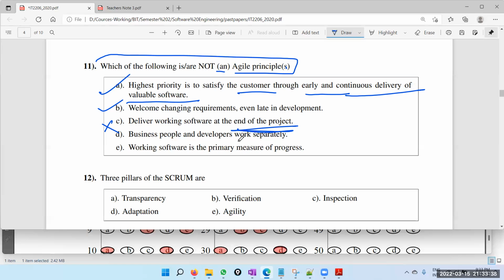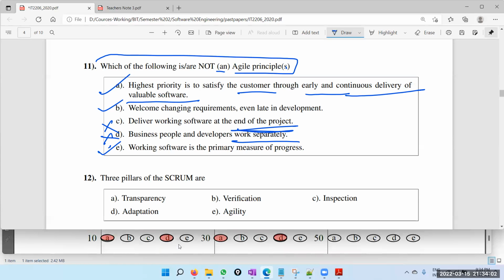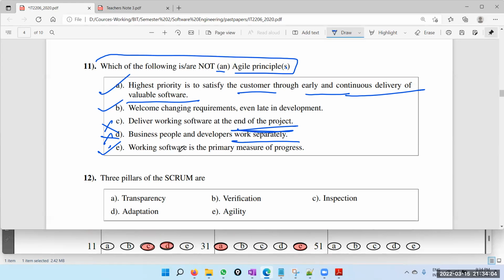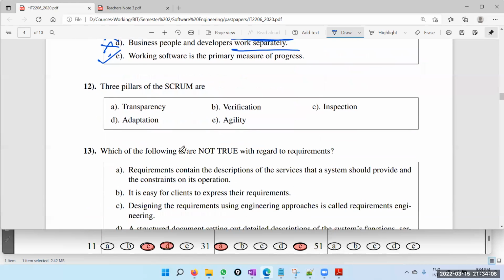Business people and developers work separately. No, business people and developers work as a team. Wrong. Working software is the primary measure, of course, not the documents and other stuff. It is the software. Right? So we'll go for C and D. Okay, 11. C and D. 12. 3 pillars of the Scrum are.